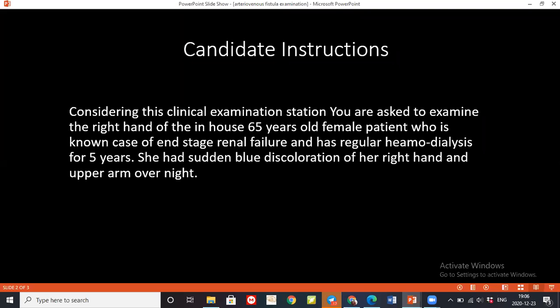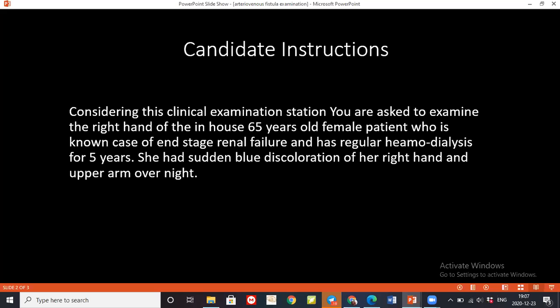In case of stenosis, the thrill will be increased on the digital side. Another is what we call the augmentation test. When we occlude the fistula a little distant from the arteriovenous anastomosis, the arterial pulse at the wrist will be increased or augmented. But in case of stenosis, it will not be augmented.